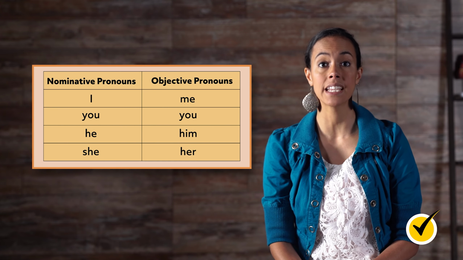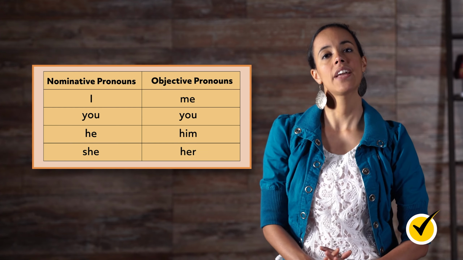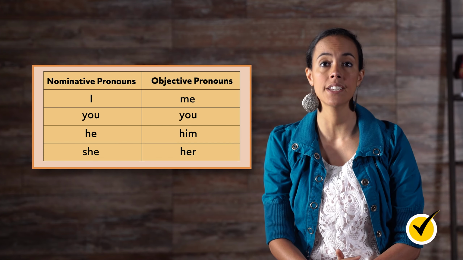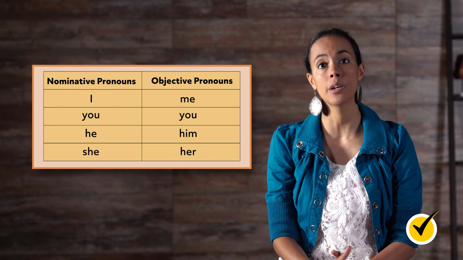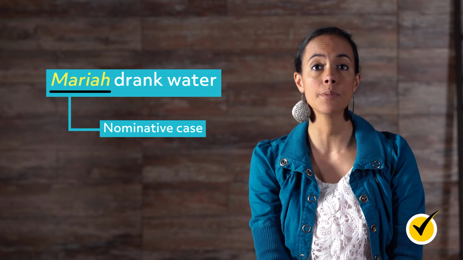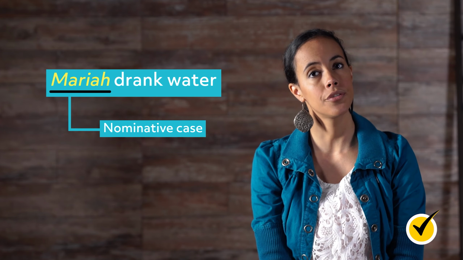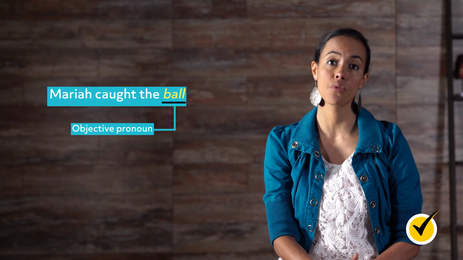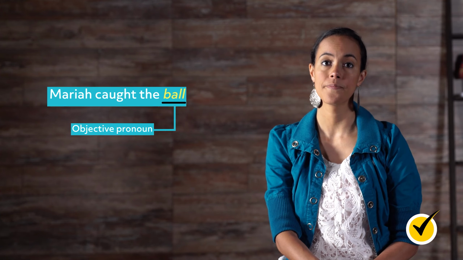When talking about pronouns, it's also important to mention nominative and objective case. Nominative case refers to a noun that is performing an action or verb. In contrast, objective case is a noun that is having an action or verb taken upon it. Here's an example. Mariah drank water. Here, Mariah is in the nominative case because she is performing an action on the water, the verb drink. Let's look at an objective pronoun example. Mariah caught the ball. Here, the ball is the objective noun because it was the object that had an action performed on it, which was it being caught.